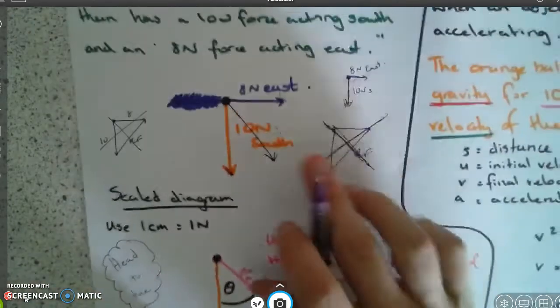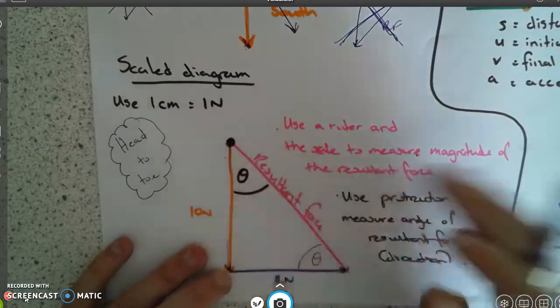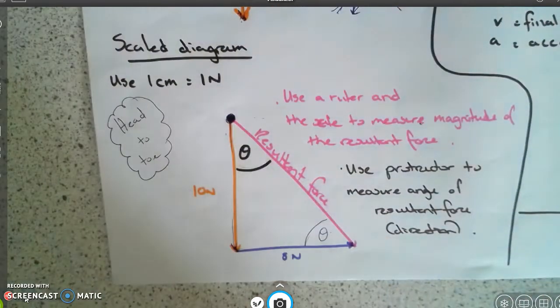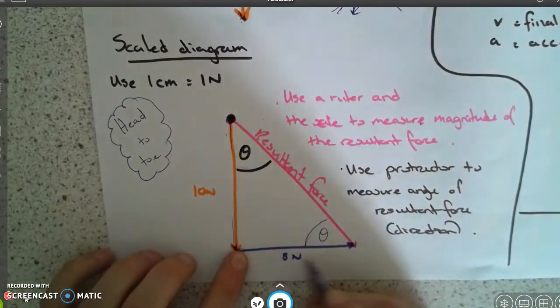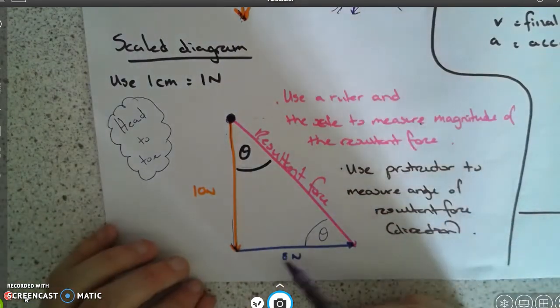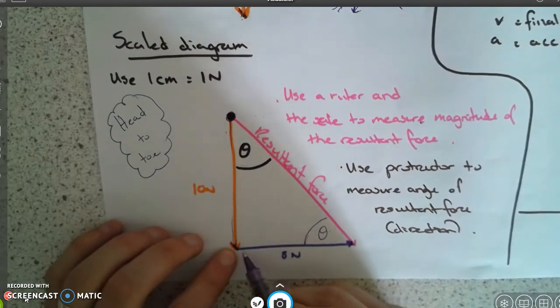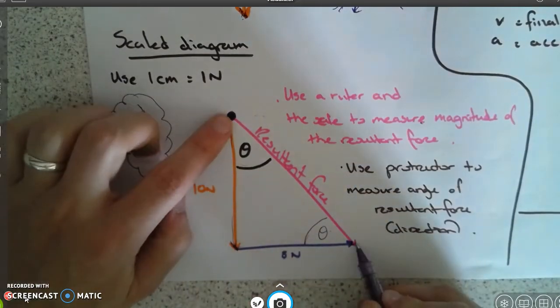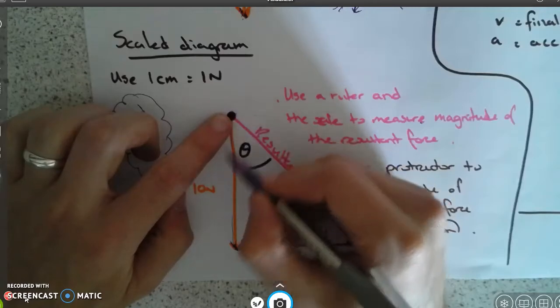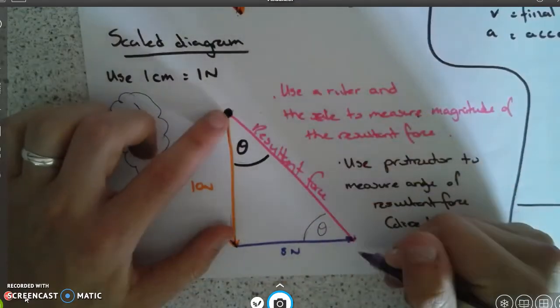Now previously, up here, I drew the 8 Newton force back at the object. But you don't do that, you use the head-to-toe method. You draw the 8 Newton force from the head of the 10 Newton force, and you can see that's exactly what I've done here. We call it the head-to-toe method because the toe of the 8 Newton force is at the head of the 10 Newton force. Then I join the object, where the 10 Newton force started, with the end of the 8 Newton force, and that will be my resultant force in the correct direction.